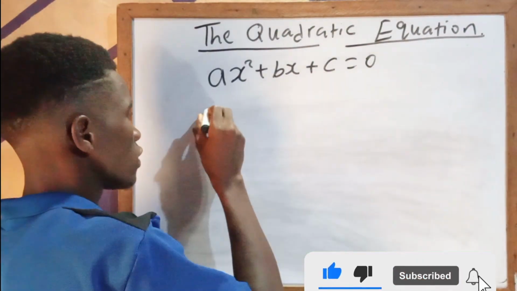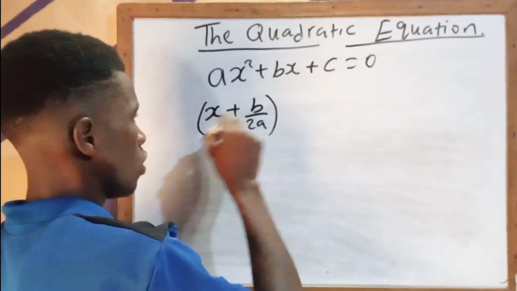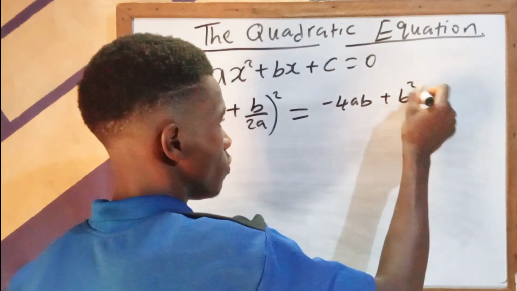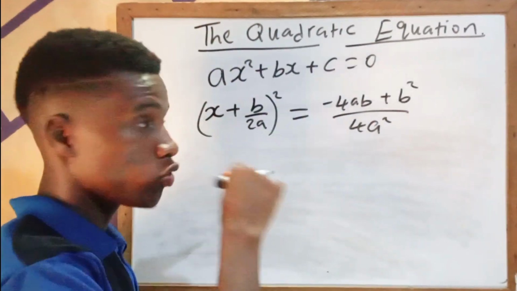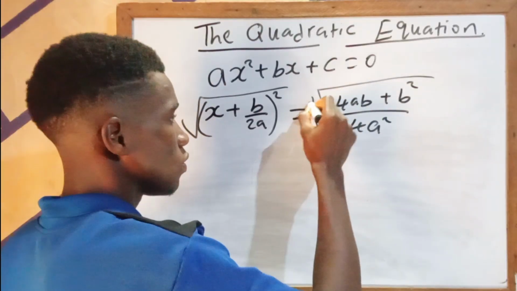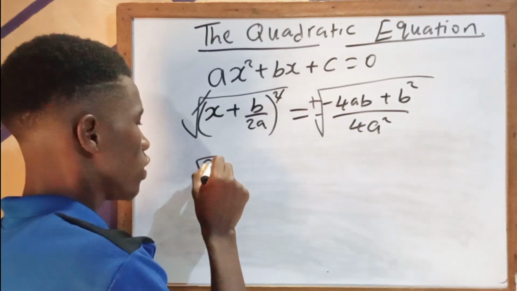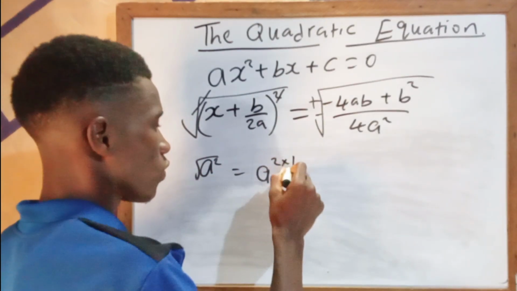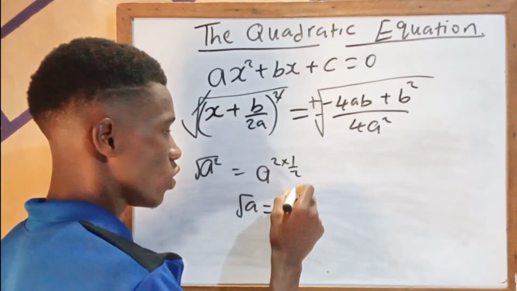So we have that x plus b over 2a all squared is equal to minus 4ac plus b squared over 4a squared. So we can take the square root of both sides, either plus or minus. This one will take away this, because the square root of a square is the same thing as a squared to the power 1 over 2. Square root of a means a raised to power 1 over 2. So we cancel this.